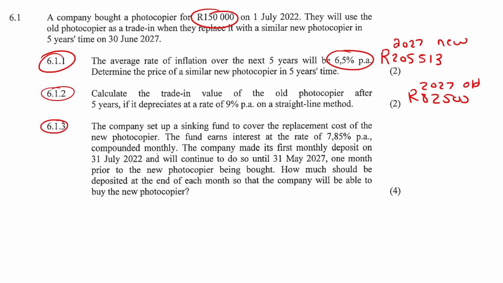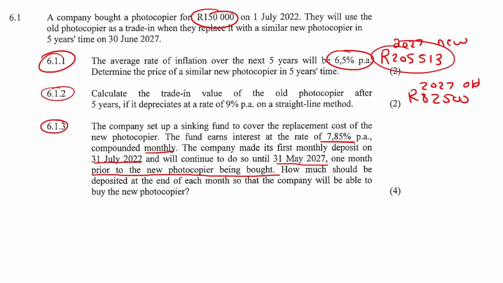The company sets up a sinking fund to cover the replacement cost. The fund will earn interest at that rate, compounded monthly. The company made its first monthly deposit then and will continue to do so until 1 month before the new photocopier will be bought. How much should be deposited? Okay. So there's a few little catches in this one. The first thing we need to do is understand how much money we will actually need.